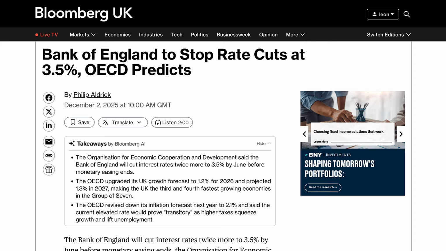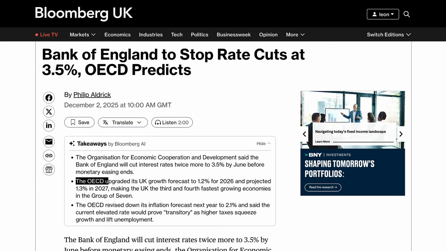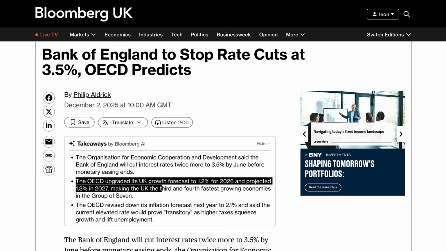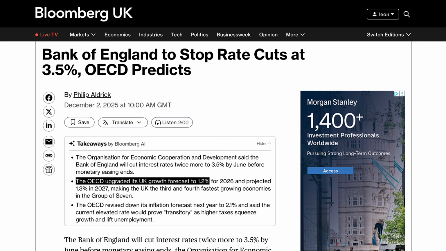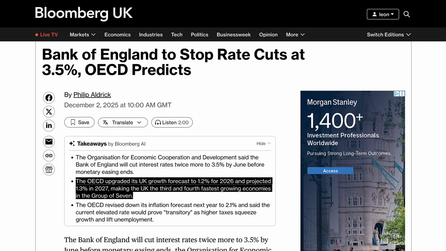And there is some bit of positive news. The OECD upgraded its UK growth to 1.2% for 2026 and has projected 1.3% in 2027, making the UK the third and fourth fastest growing economies in the group of seven. Now, that does sound quite positive, but I think that would be after the effect of rate cuts, because really rate cuts are designed to support the economy.